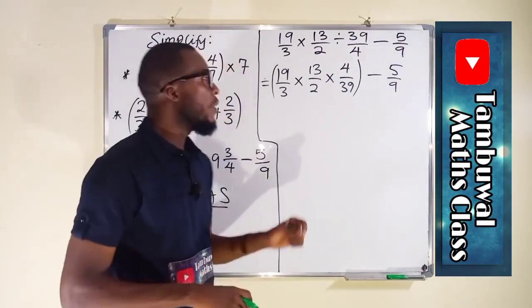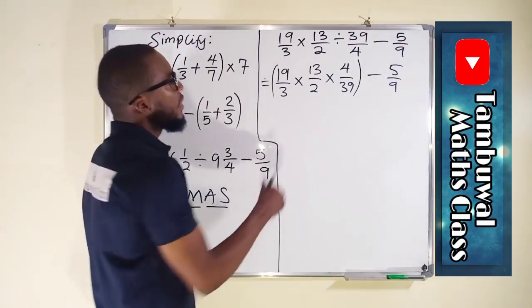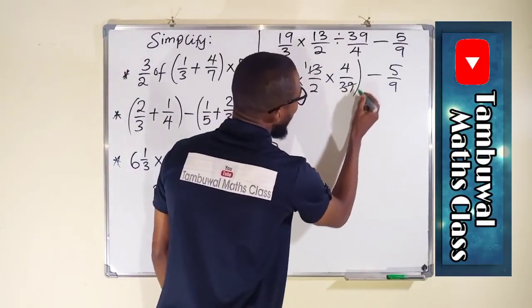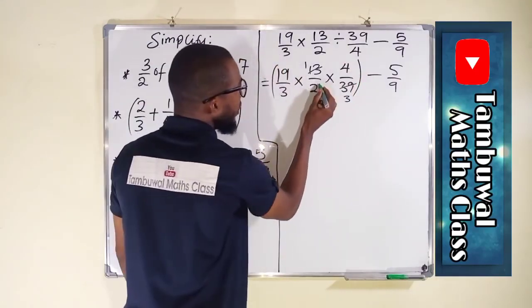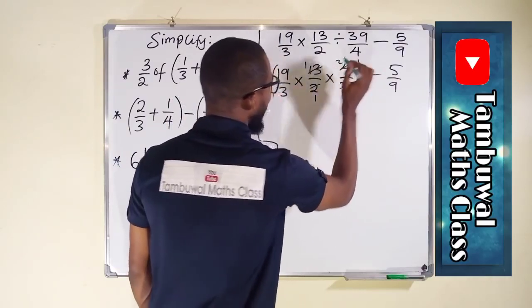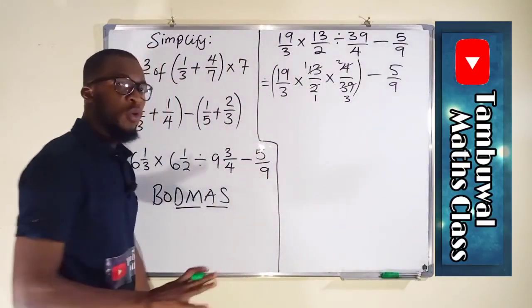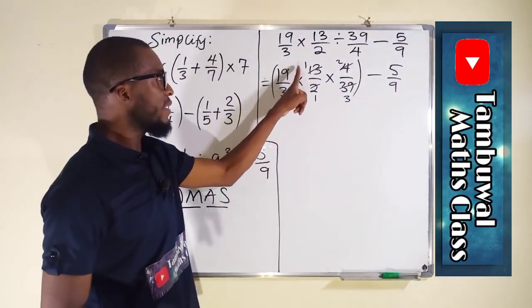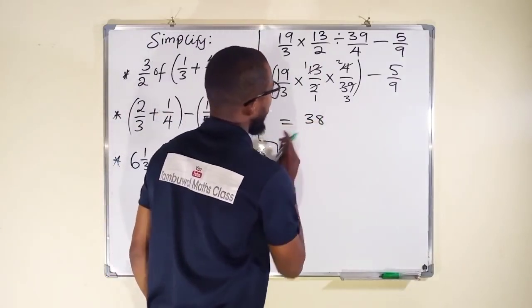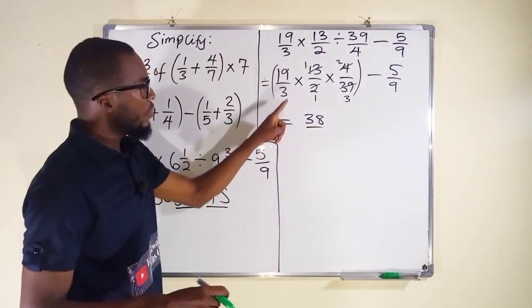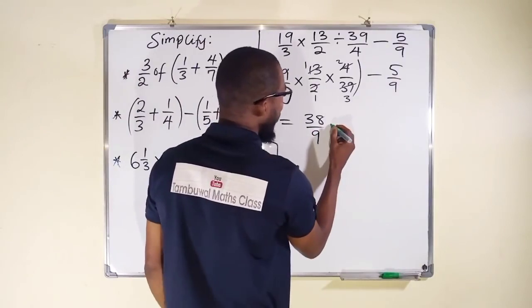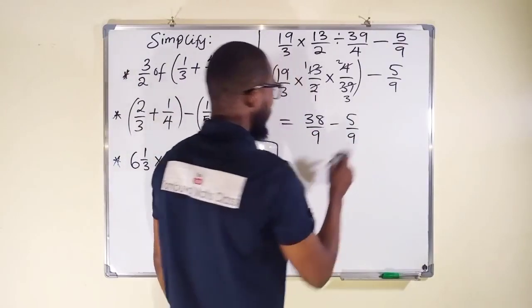But for more simplicity, we can reduce them to their lowest terms. 13 here can go into 13 one time, and 13 can go into 39 3 times. 2 here can go into 2 one time, and 2 can go into 4 2 times. So nothing else can go. What we have left is 19 times 1 times 2, which is equal to 38. And from the denominator, we only have 3 times 3, which is 9. And we have our 5 over 9.